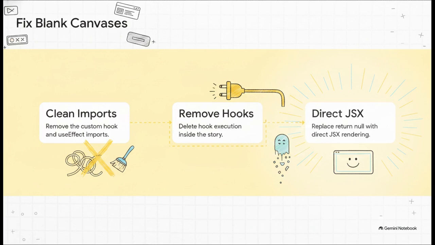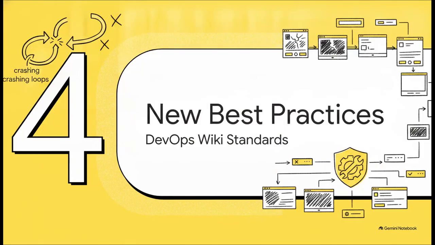Step 2. Delete the hook execution inside the story itself. We really don't want to trigger application-level portal logic in an isolated visual test. And Step 3. Replace that dreaded return null with the direct JSX of the component, passing in the mocked props. Do that, and instantly, your UI comes bouncing back to life on the canvas. Let's move to Section 4 and see how this builds our new best practices.